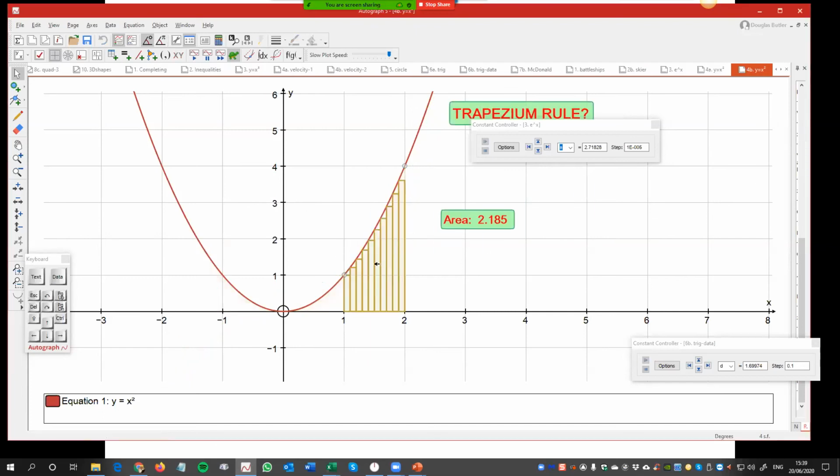Another look at area is to say, well, exactly the same one from 1 to 4. The area appears to be measured using rectangles as 2.185. You can select that, and off we go.